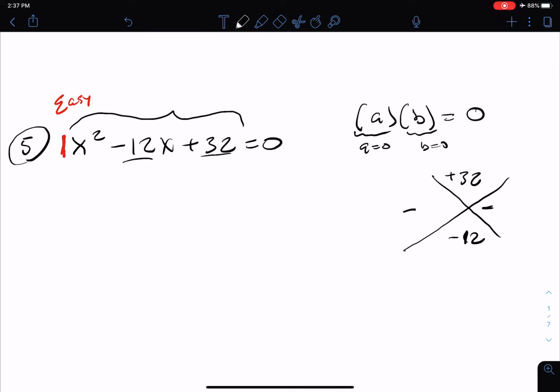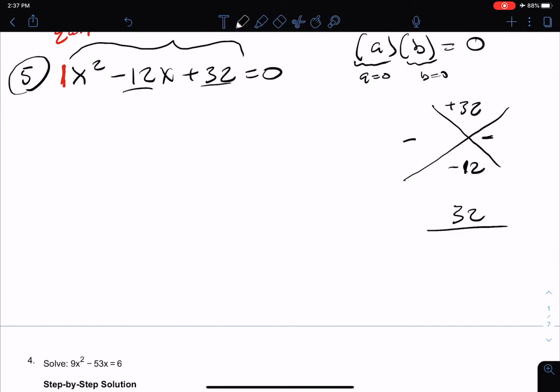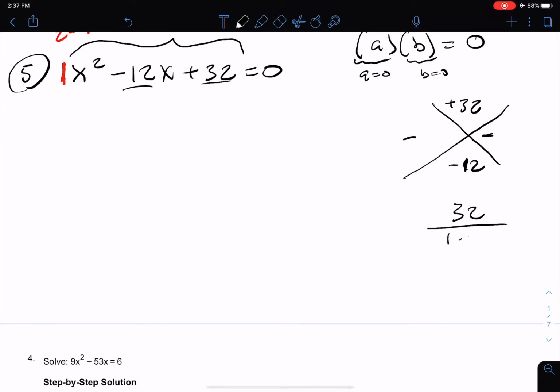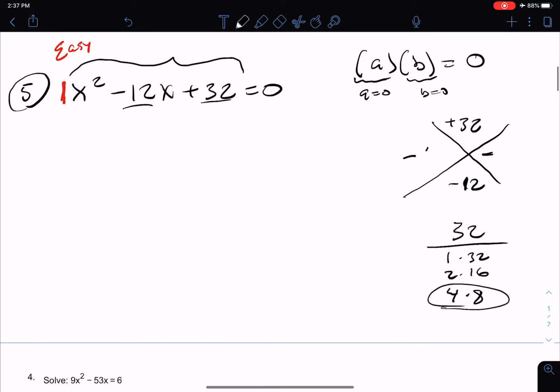And you can start taking a look. I already know the answer, but let's just act like I don't. You might say 1 times 32, 2 times 16, 3, how about 4 times 8? Oh wait a minute, 4 times 8 sounded good because that adds to 12. So how does that work? Well, a negative 4 plus a negative 8 equals a negative 12. And when you multiply a negative 4 times a negative 8, you get a positive 32. So those are the numbers.